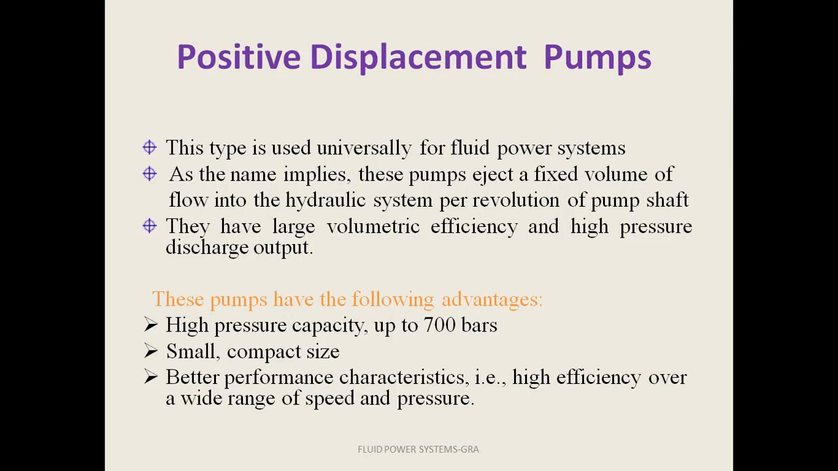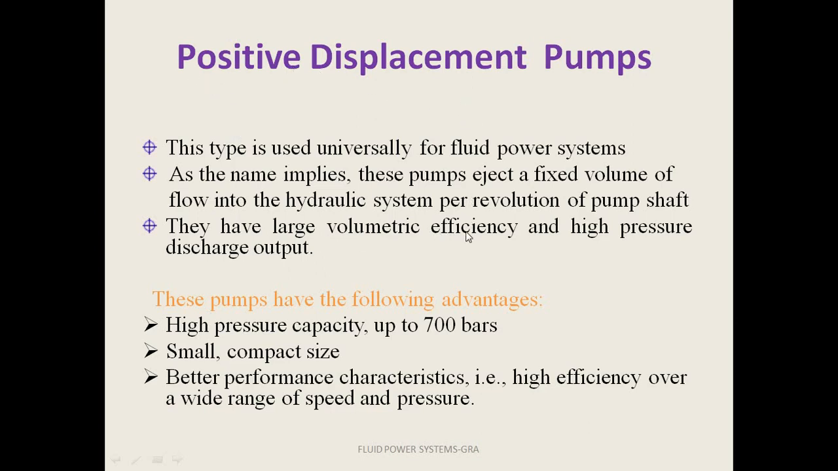Next we go for positive displacement pumps. This type is universally used for fluid power systems, and the main characteristic of this type of pump is that it will eject a fixed volume of discharge per revolution of the shaft. So the volume of fluid pumped per cycle or per revolution is constant; it remains fixed in the case of positive displacement pumps.